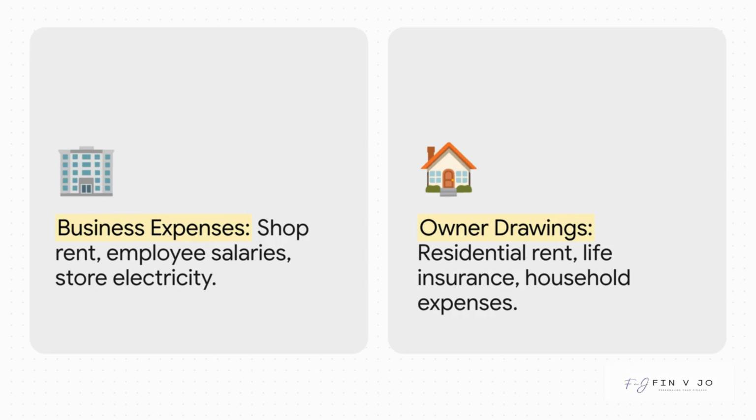These include things like the owner's residential rent, life insurance premiums of the proprietor paid straight from business cash, household expenses, and even personal gifts to friends taken right out of the till. None of these are business expenses. They are literally withdrawals of the owner's capital.